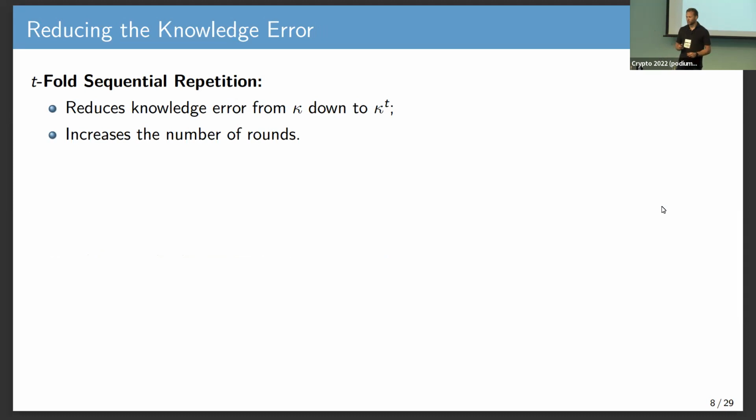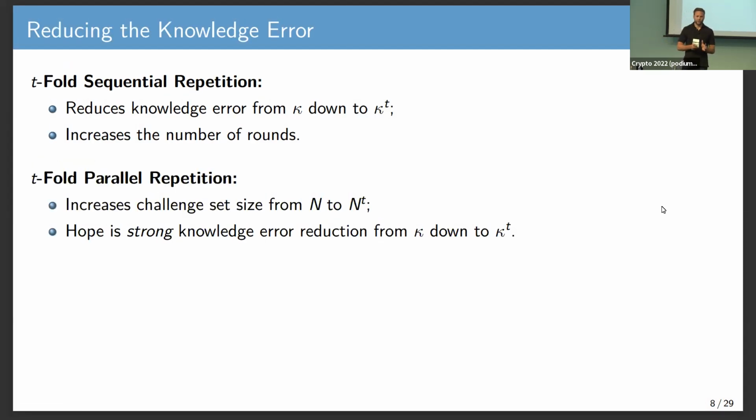The first one is sequential repetition. So instead of just running one invocation of the interactive proof, you can just repeat it sequentially. And this reduces the knowledge error from kappa down to kappa to the power t, where t is the number of sequential repetitions. This is very intuitive. This is also what you would expect, and this is well known. The downside of this approach is that it increases the number of rounds, of course.